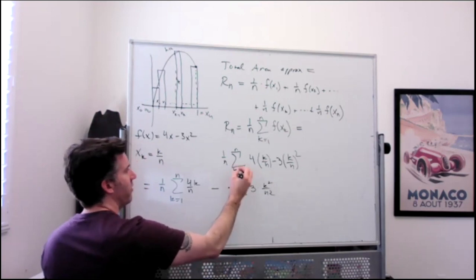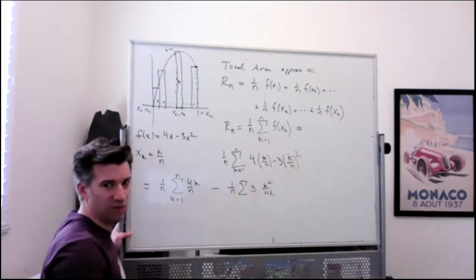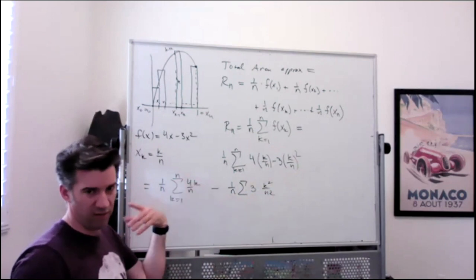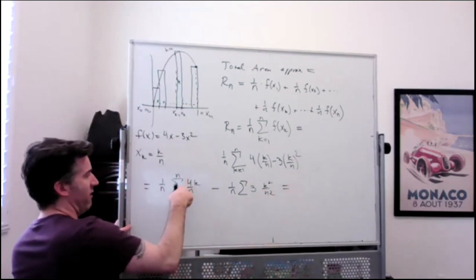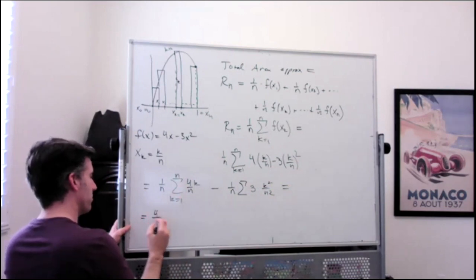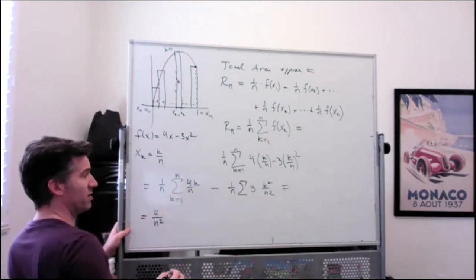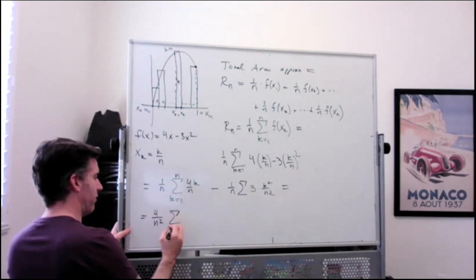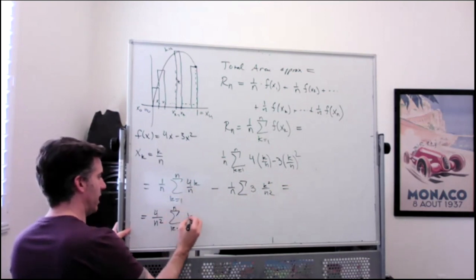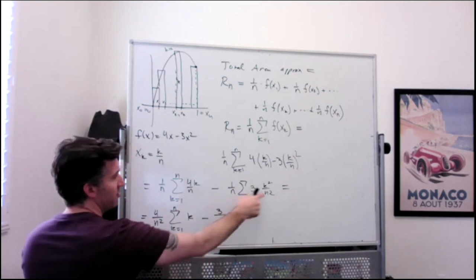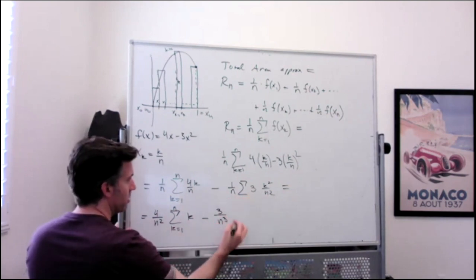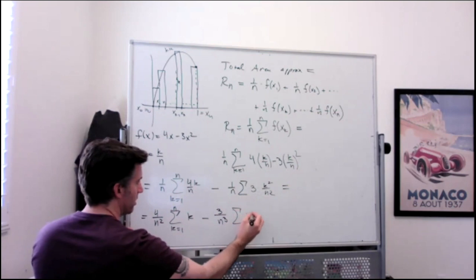I could have brought the 1 over n inside, but I didn't really need to because remember, eventually we're trying to factor everything out that's not a k. So factor out the 4 over n. You get 4 over n squared times the sum from k equals 1 to n of k, minus 3 over n times n squared is n cubed, times the sum of k squared.